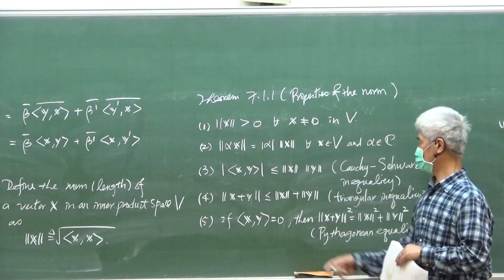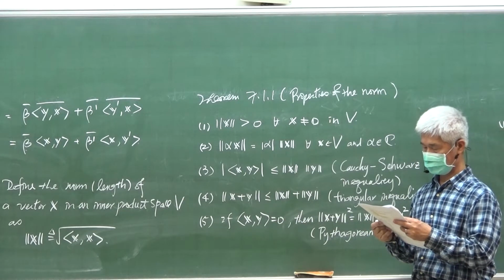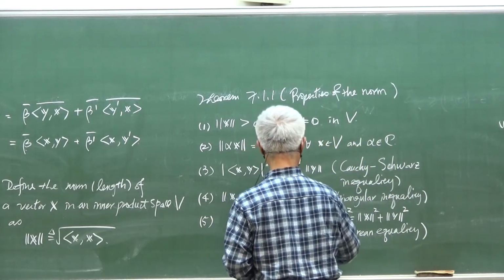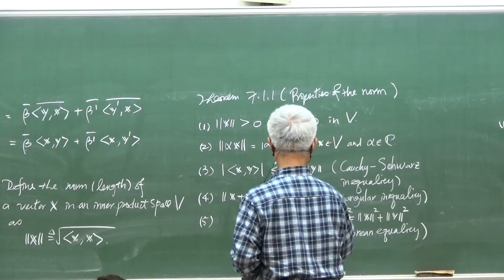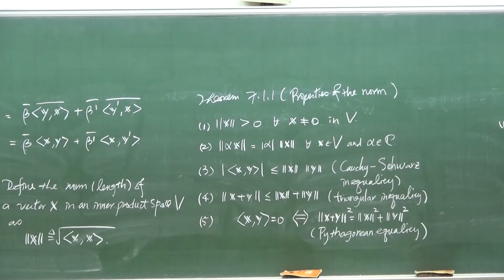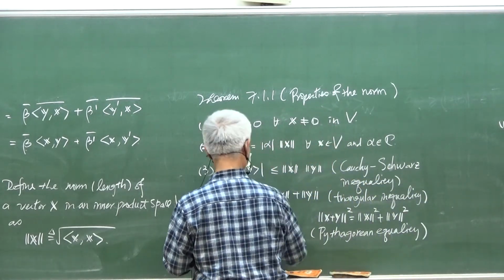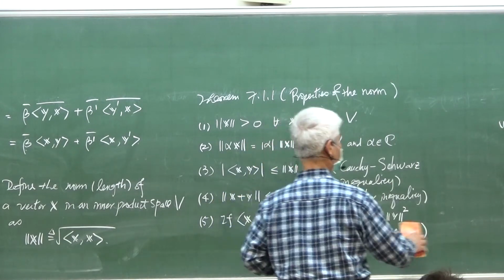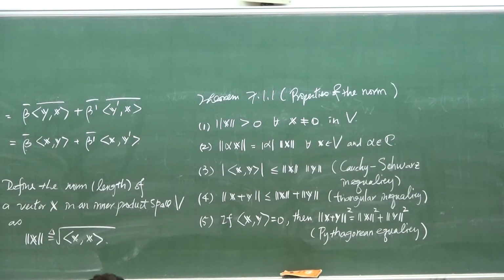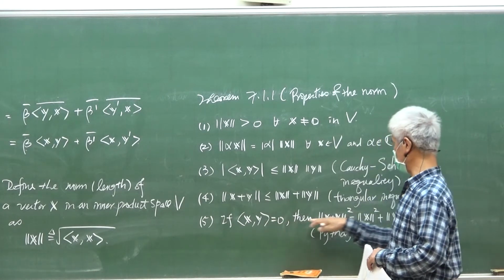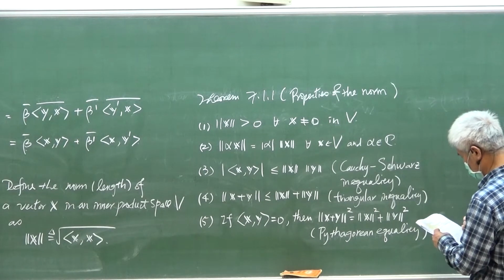Oh, I'm sorry. I have to make a remark. So this is always true: if the inner product of x and y is equal to 0, then we have the Pythagorean equality.